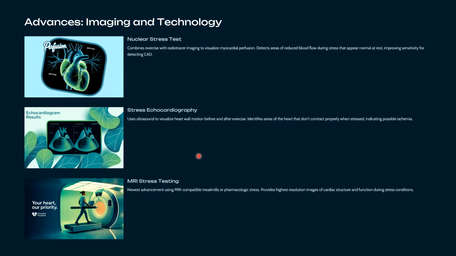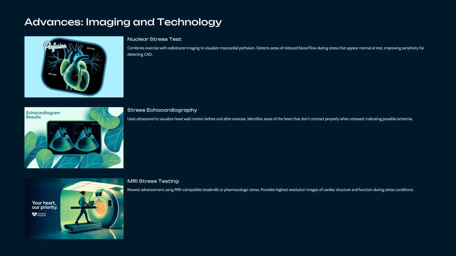What are the other tests that can be done during this stress test? Number one is nuclear stress test, a combination of exercise with a radio tracer, where the tracer will be perfused into the body. It is mainly used to visualize the myocardial perfusion. Next is stress echocardiography, which uses ultrasound to visualize the heart wall motion. So this is for the myocardial perfusion, this is for the heart wall motion, and then MRI stress testing. Newest advancement using an MRI compatible treadmill for the pharmacological stress.